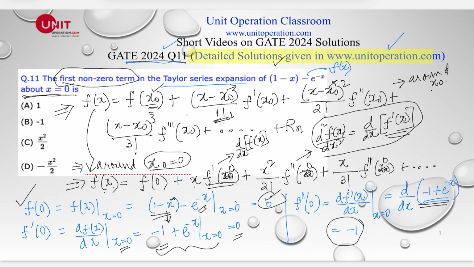Again, details shown here. So we can see the very first non-zero term, because this is equal to 0, this is equal to 0. So this term vanishes to 0. This term vanishes to 0. But this is the first non-zero term. And since factorial 2 is 2, and this is -1, the value is going to be equal to negative of x squared by 2, which is option D. So this is the correct option.